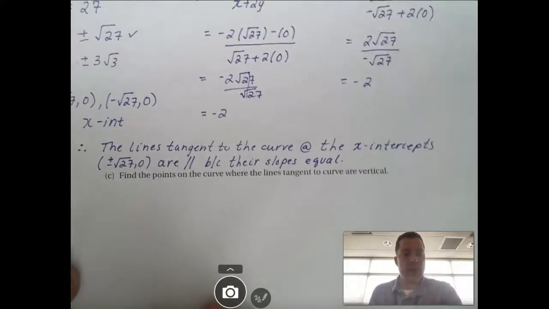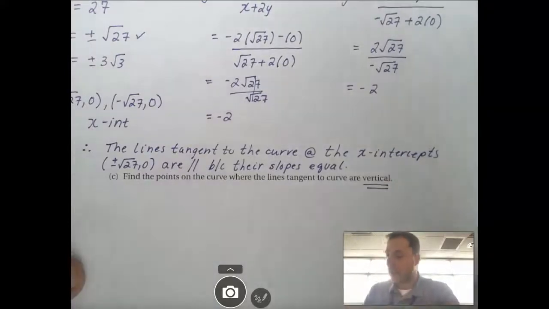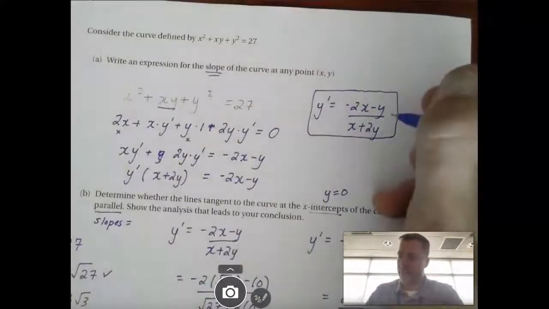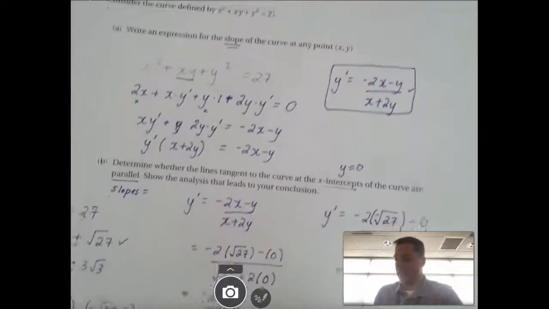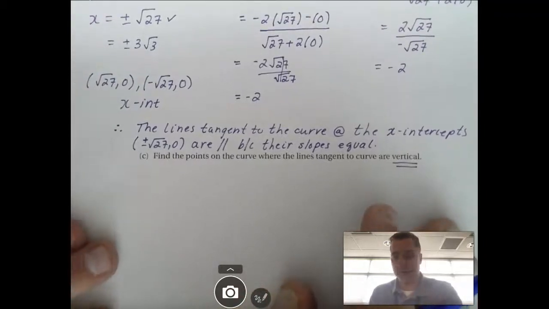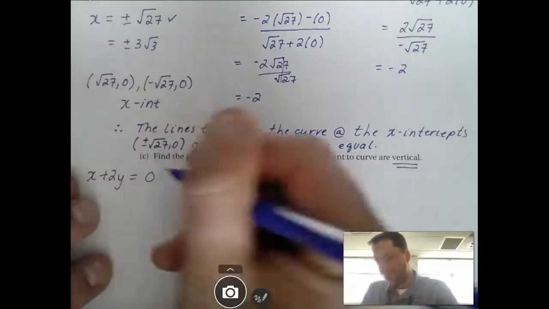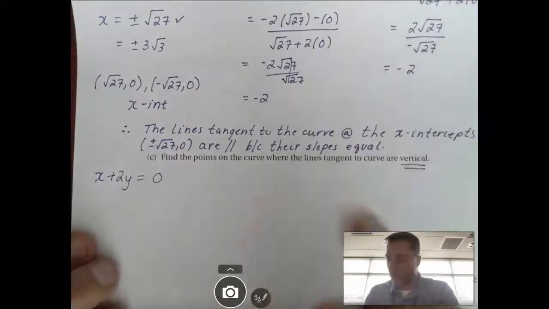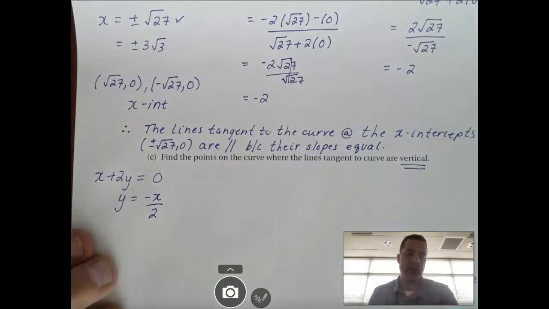In part C, we are going to find the points on the curve where the lines tangent to the curve are vertical. Now, we know our derivative is a fraction here, right? And we know that our tangent lines have to be vertical. That means they have to be undefined. And the only way to make a fraction undefined is dividing by 0. So we're going to set x plus 2y equals 0. And in this case, y is going to be equal to negative x over 2. So solve that equation for y.